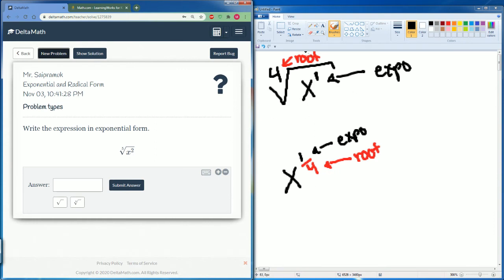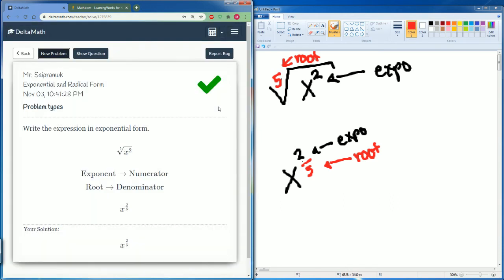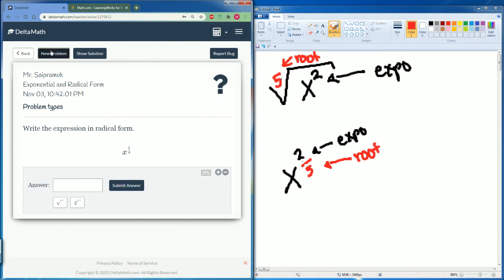Same thing here. I can just change this. I can just erase this and this. Okay. So the new exponent was 2. So the exponent here is 2. The root was 5. So this is going to be 5. So it's going to be x to the power of 2 divided by 5. Okay.